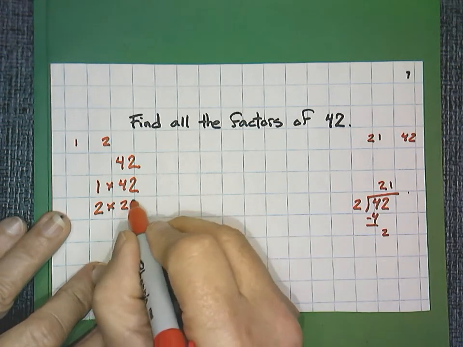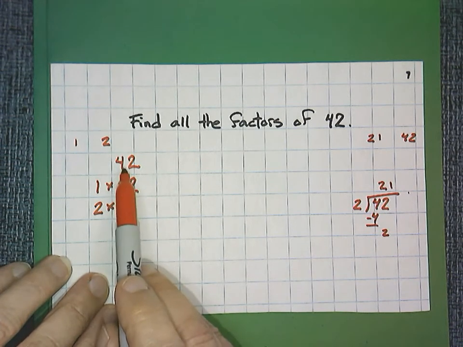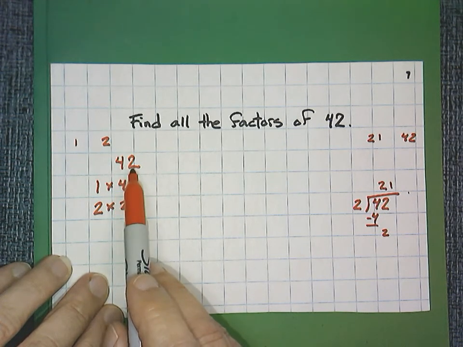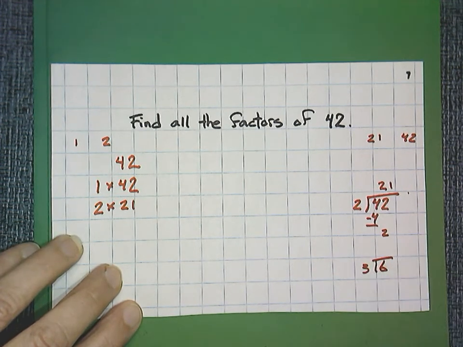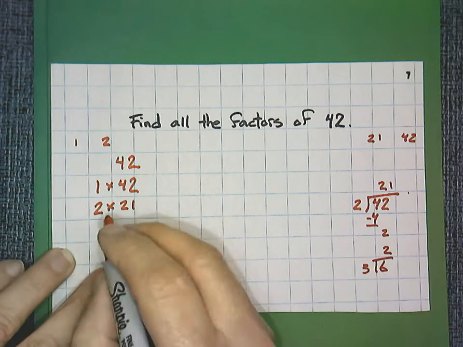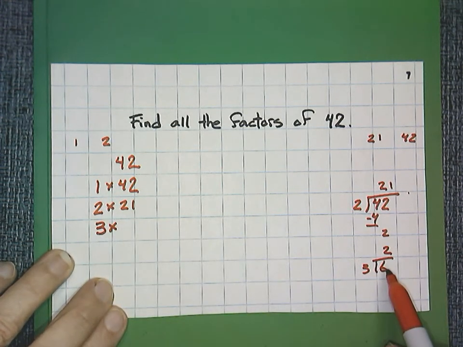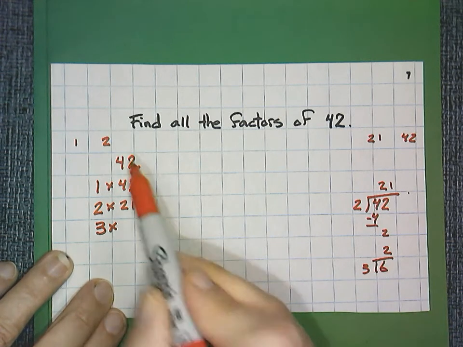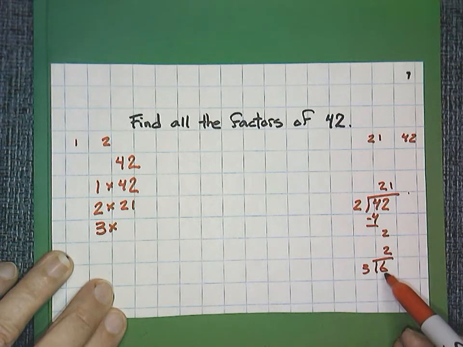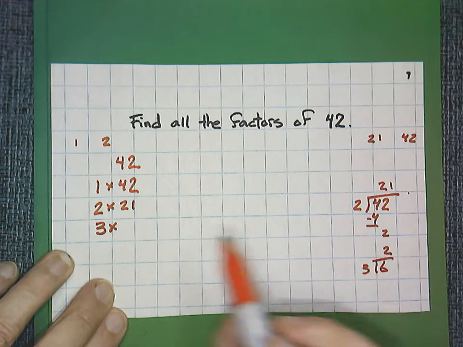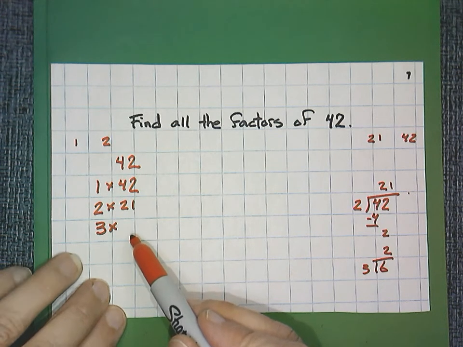So 2 times 21. How about 3? Remember we said if we take the 4 plus 2, well, that would equal 6. And guess what? 6 is divisible by 3. It goes in 2 times. Now we're not putting 6. We're just saying that the 4 and the 2 were equal to 6, and 6 is divisible by 3 if we use the 3 rule. So 3 times what is equal to 42?